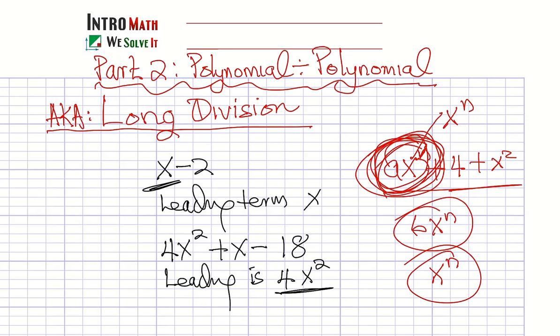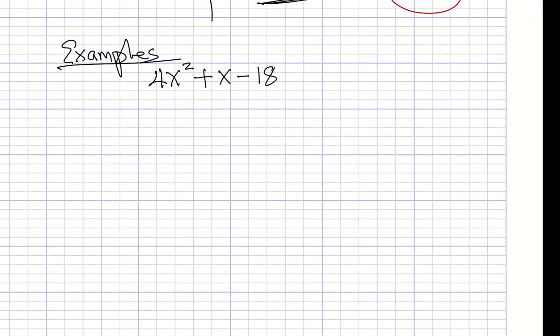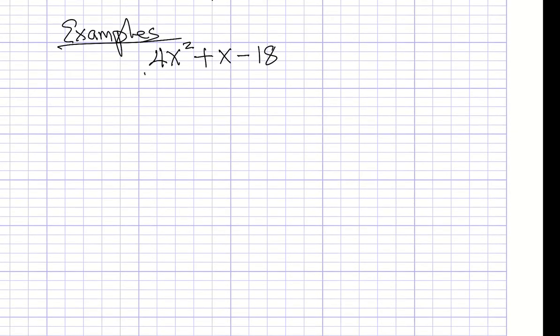I'll give you examples, then after that we'll jump into problems. These examples are, I just want to show you the steps I will use to deal with this long division. Okay, let's say you're given a problem like this: 4x squared, this is a polynomial, minus 18. And they want you to divide that polynomial by x minus 2. So we'll have to use long division.